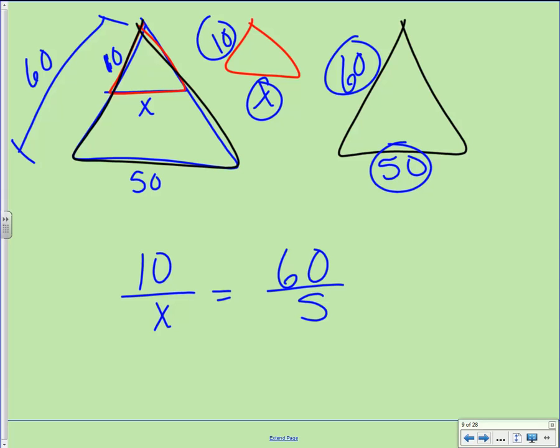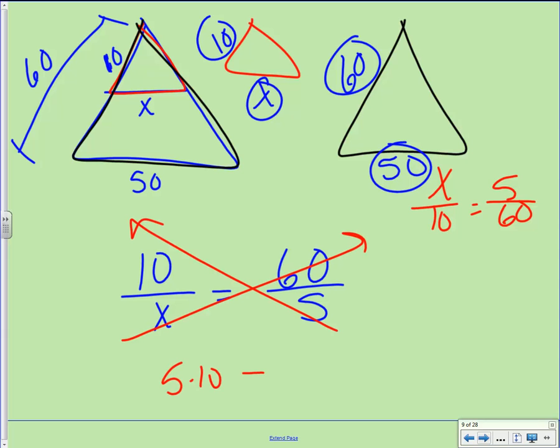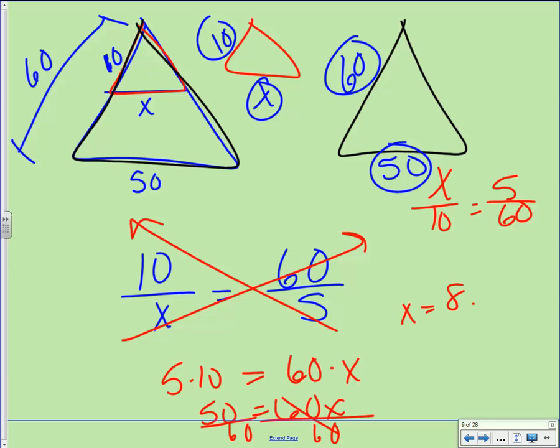Could you have written it like this? Absolutely, as long as both of your sides are on top or on bottom, and both of your bases are on top or bottom. They have to stay the same, okay? But you're going to get the same answer either way. So we're going to multiply in the diagonal, and solve. So 5 times 10 and 60 times x. I get 50 is equal to 60x. I divide by 60 because that's what I want to go away from my x. So I put 50 in my calculator, I divide it by 60, and I get x equals 8.33. So 8.33 is the measurement of the base of the small triangle.